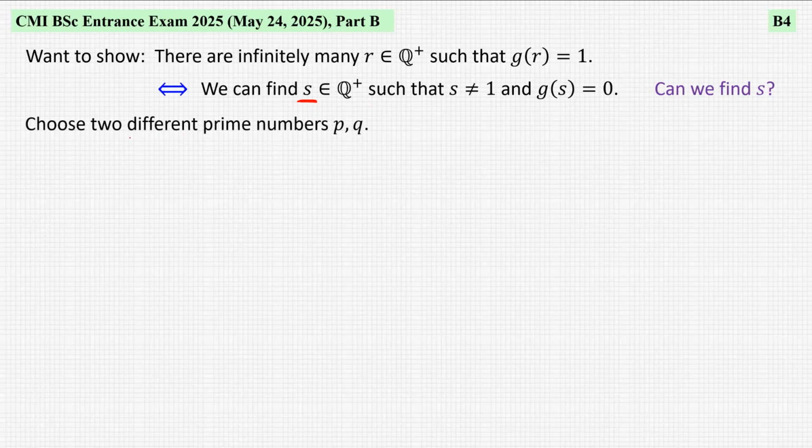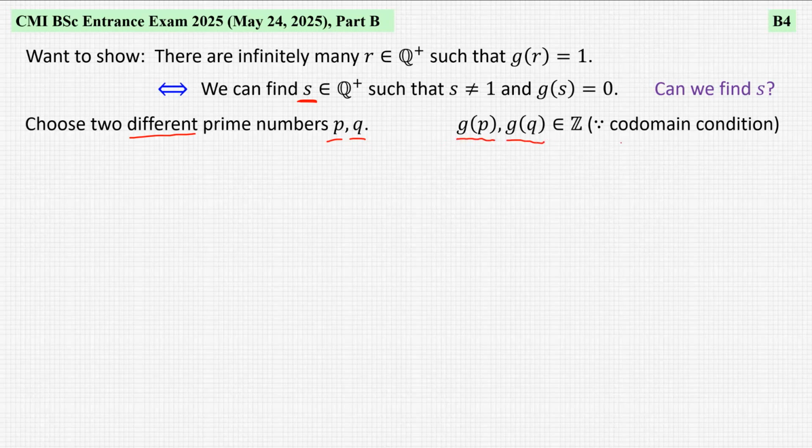Let us choose two different prime numbers p and q. Here, let me emphasize that g of p and g of q are both integers because it is stated in the problem that the codomain is the set of integers. Then, let us define s as p to the power of g of q divided by q to the power of g of p and see what happens.